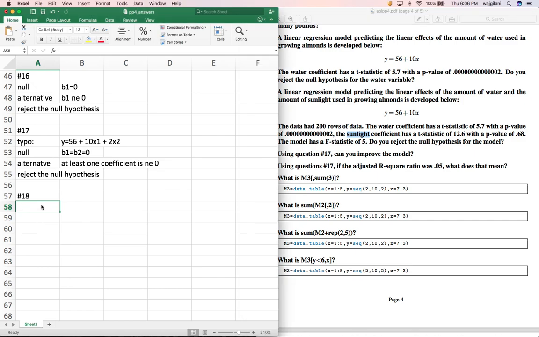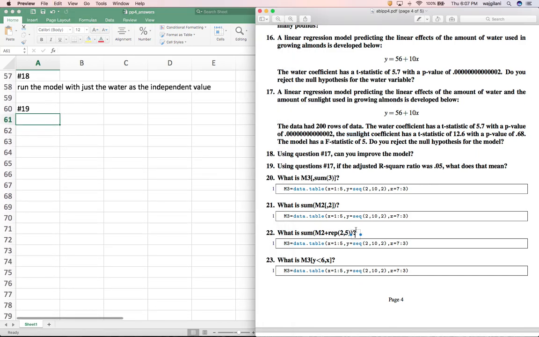So then we would rerun that model and get whatever the new model would say. Basically, we would run the model with just the water as the independent value, right? That's basically it. We would just drop the sunlight coefficient from our regression model.